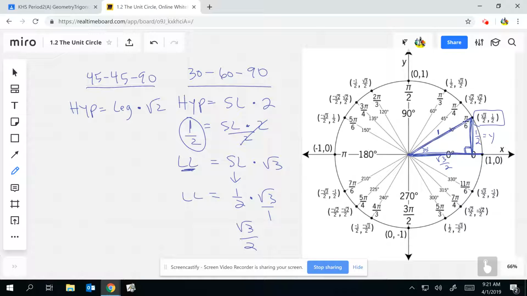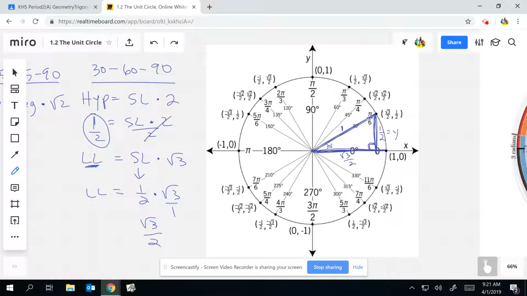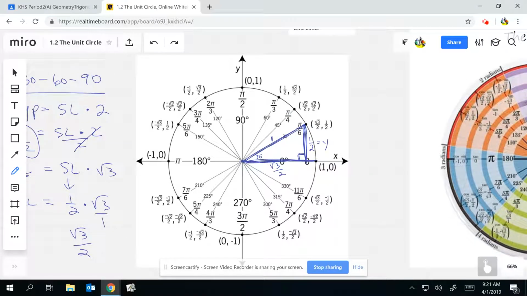So radical 3 over 2 and 1/2 is the coordinate that you would have at your 30-degree angle, or we could also call it a pi over 6 angle. We'll talk about radians here in a minute.